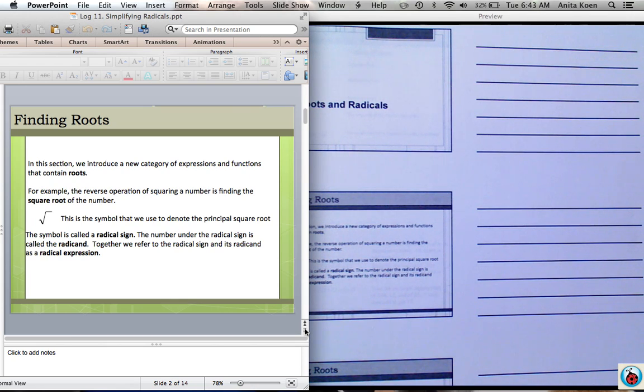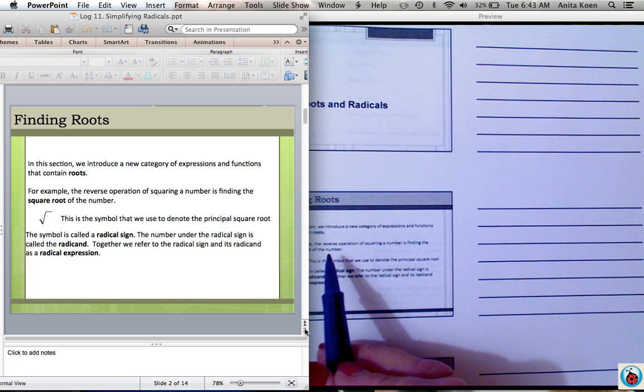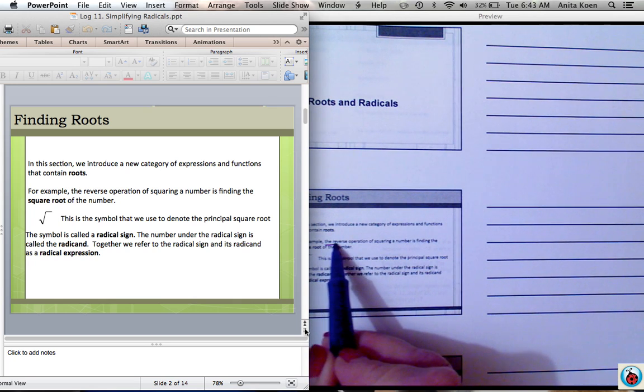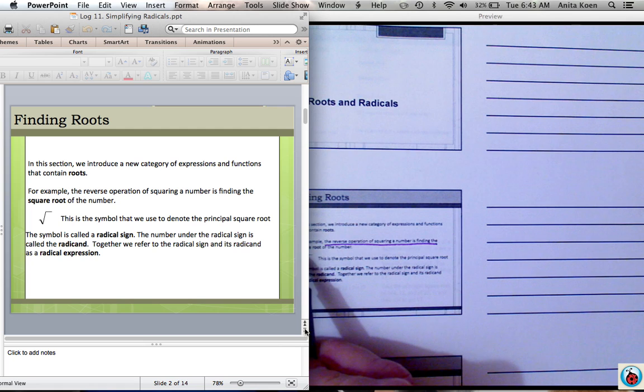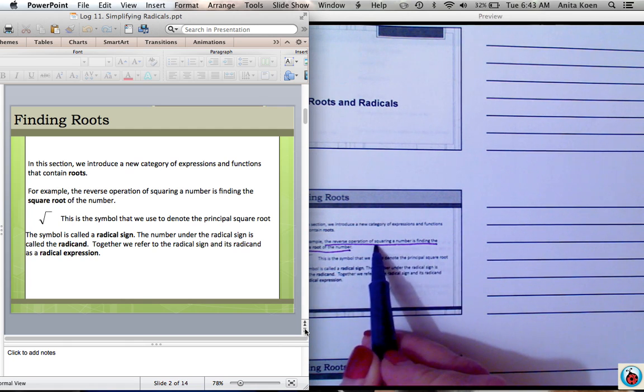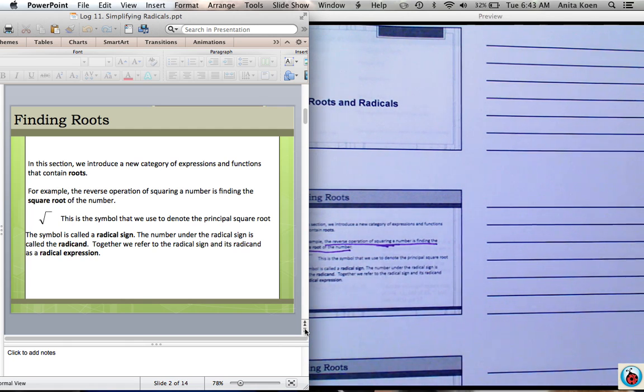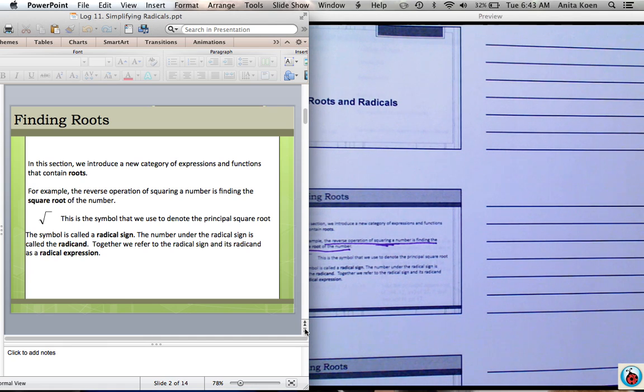In this section we're going to introduce a new category of expressions and functions that contain roots. For example, the reverse or inverse operation of squaring a number is finding the square root of a number. You need to underline or highlight this sentence. The reverse or the inverse operation of squaring a number is finding the square root of a number. So please be sure that you are highlighting that.